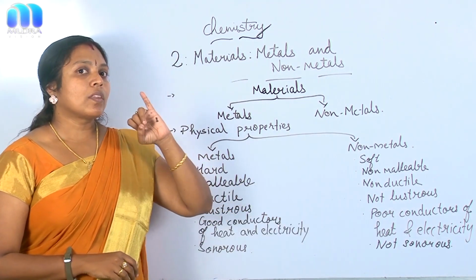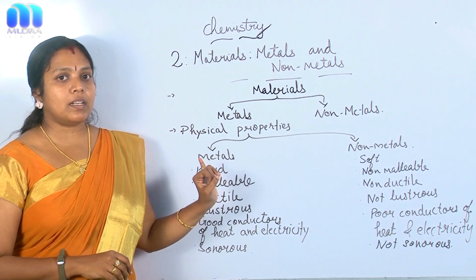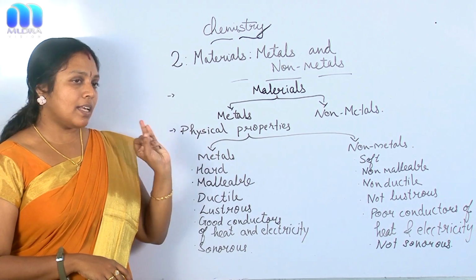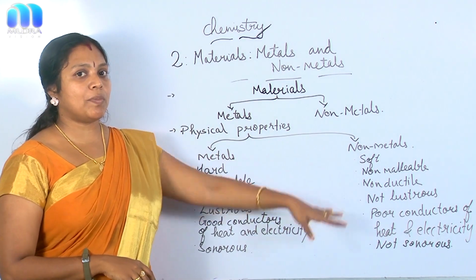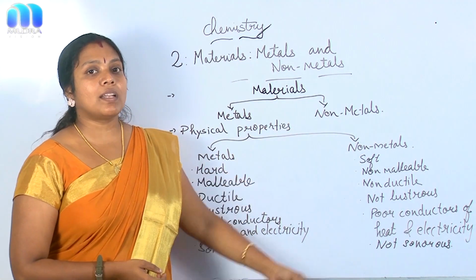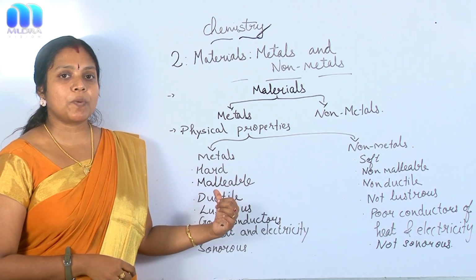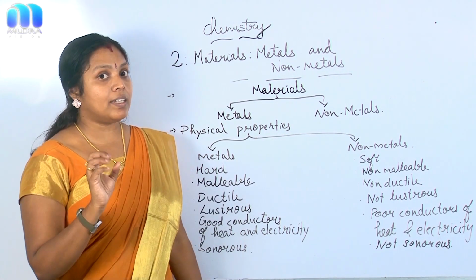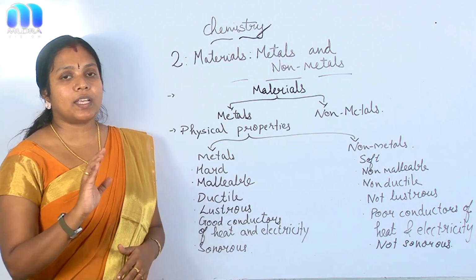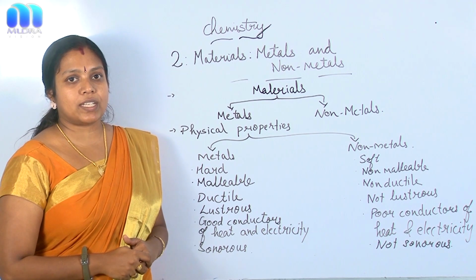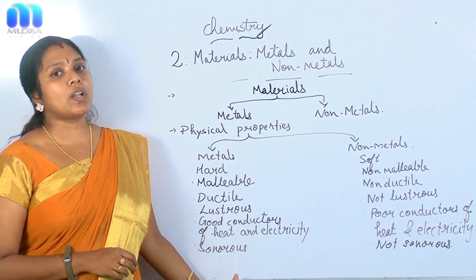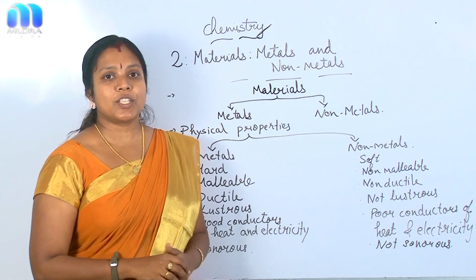Once more: metals are hard in nature, but non-metals are soft in nature. Metals are malleable, but non-metals are the opposite, non-malleable. Metals are ductile, non-metals are non-ductile. Metals are lustrous, but non-metals have a dull appearance. Metals are good conductors of heat and electricity, but non-metals don't allow heat and electricity to pass. That means they are poor conductors. Metals are sonorous, but non-metals are not sonorous.